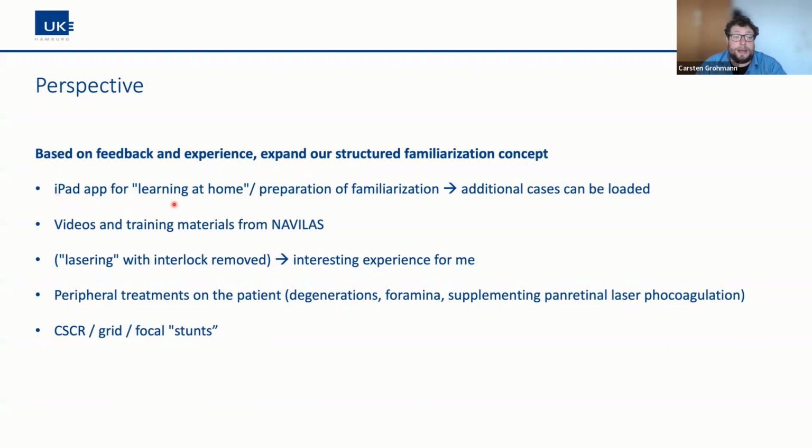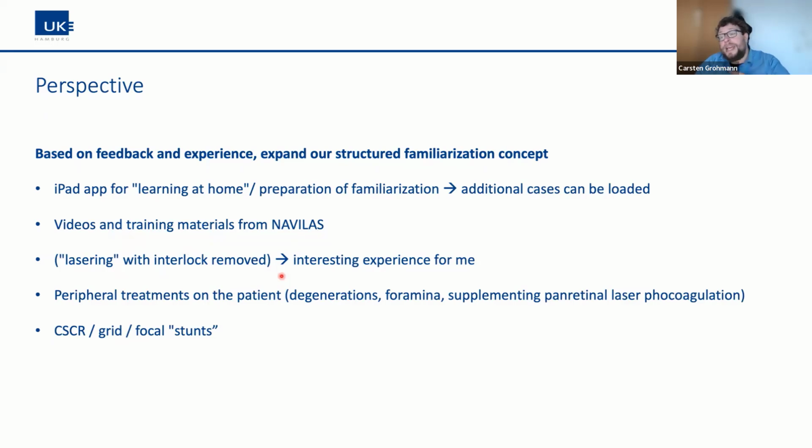First step, iPad app for learning at home. Additional cases from your hospital can be loaded, so you can perform your own planning challenge in your hospital, and also check for quality assurance, give to different doctors to have a look at how they plan, and also for training purposes. Videos and training material from Navilas. Also, if you feel unsafe with focal treatment and center, it's very good.